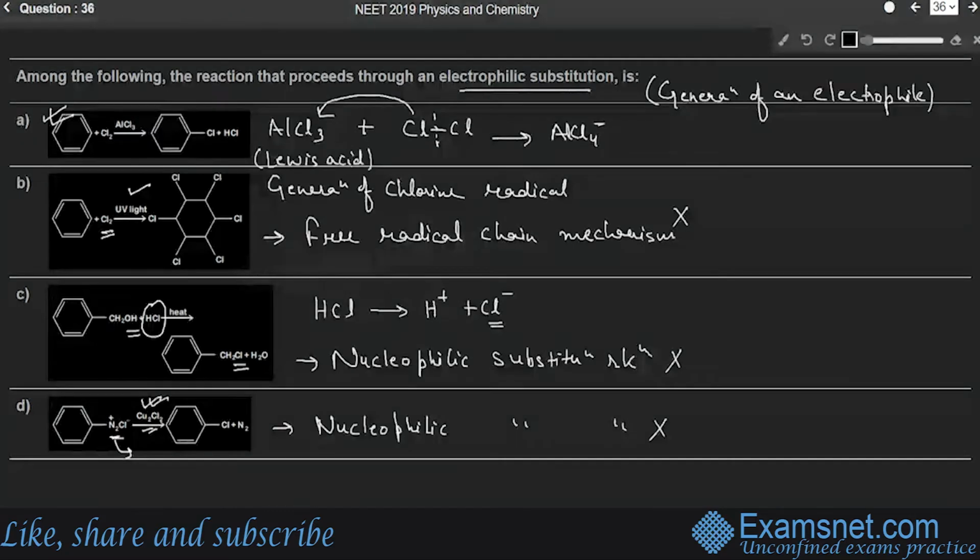AlCl4 minus plus Cl plus. Okay. So here we can see that this time chlorine is positively charged. Therefore, this is an electrophile. Okay. So now the electrophile has been generated. Now this electrophile will attack the benzene ring and form this halobenzene, that means chlorobenzene in particular. Okay, so option A will be the correct answer.